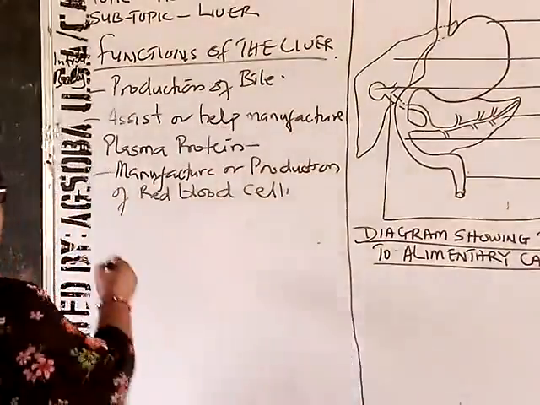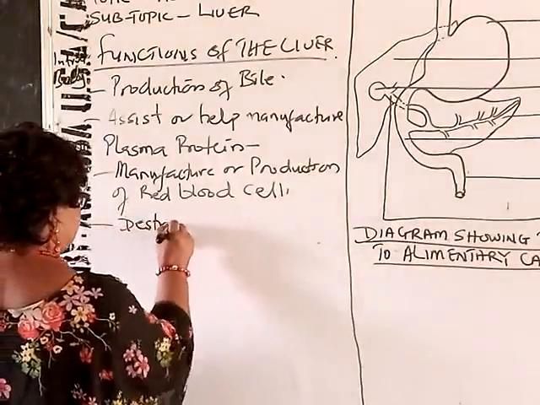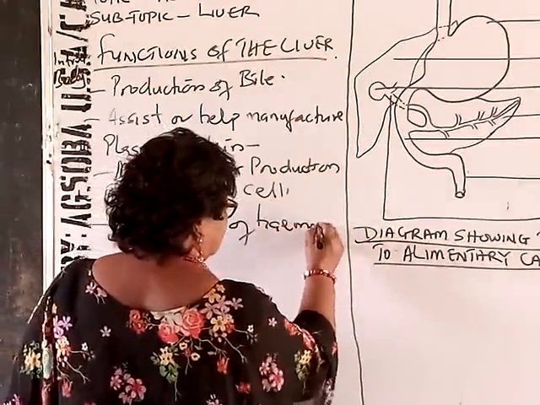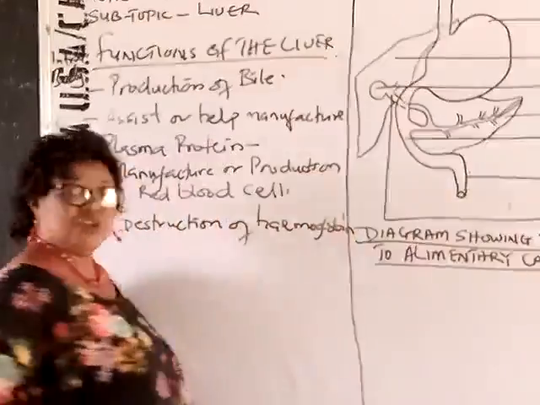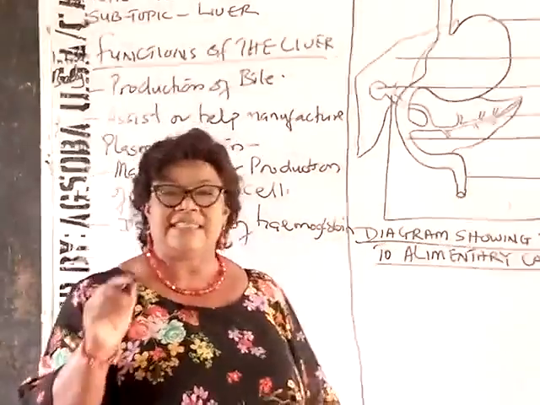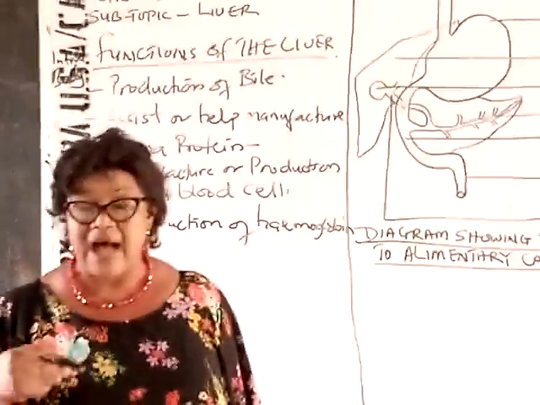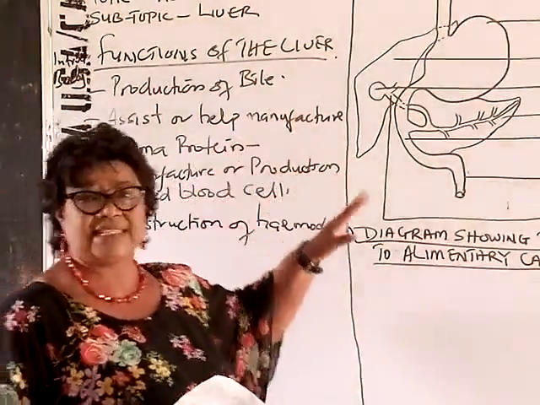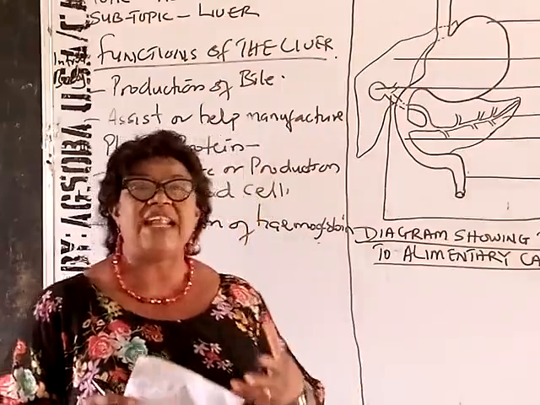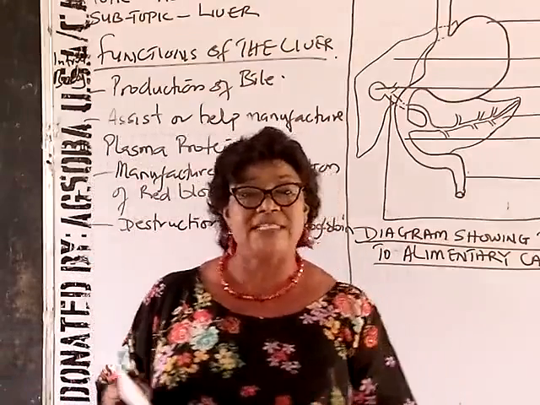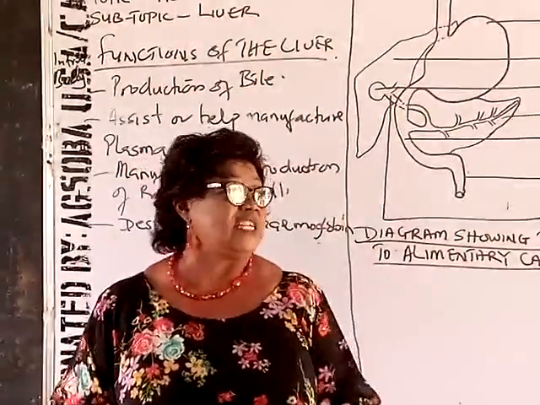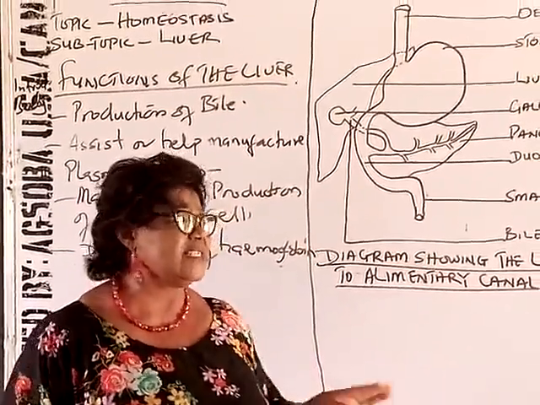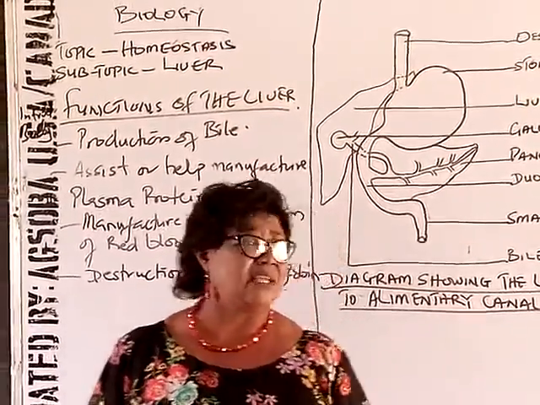We said it's involved in the destruction of hemoglobin. What did I say? It is involved in the destruction of hemoglobin. How? I'll just explain it when we talked about the production of red blood cell. I said that the red blood cell has a lifespan of 120 days or 3 months, after which it becomes worn out. And remember, the red blood cell contains a red pigment known as the hemoglobin, and that is what gives the red blood cell its red color.